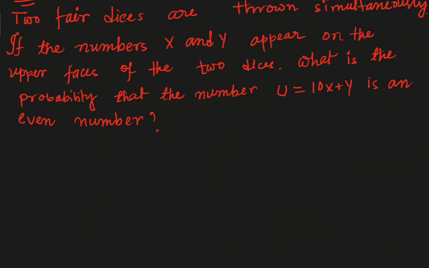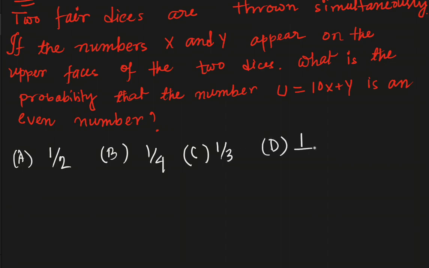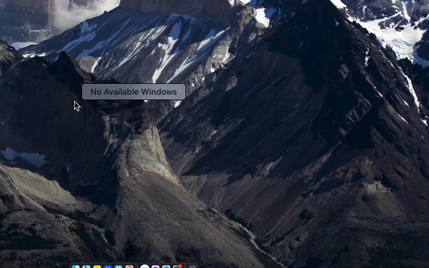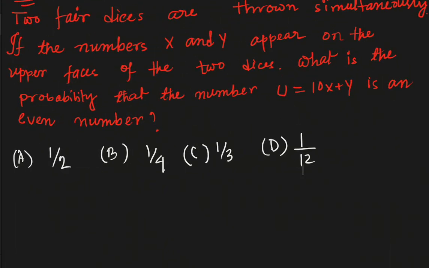Okay, so the options are, let me give the options also. A: half, B: 1/4, C: 1/3, D: 1/12. Okay.